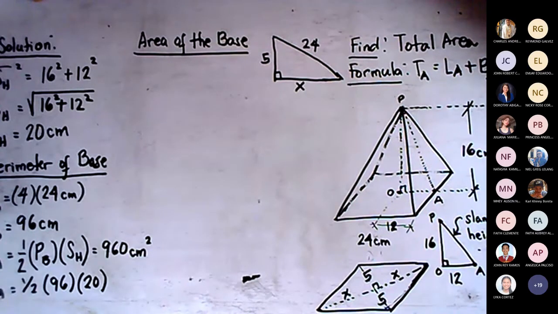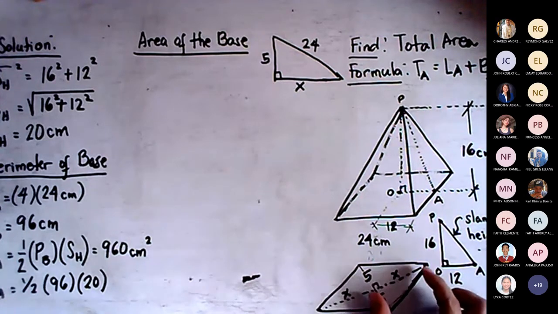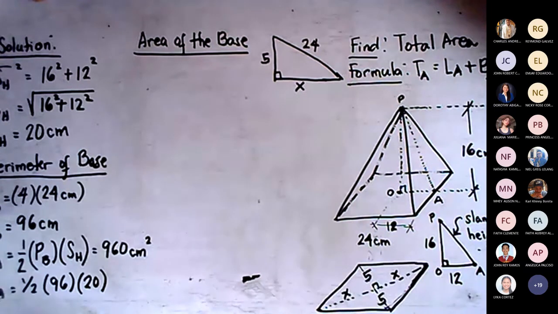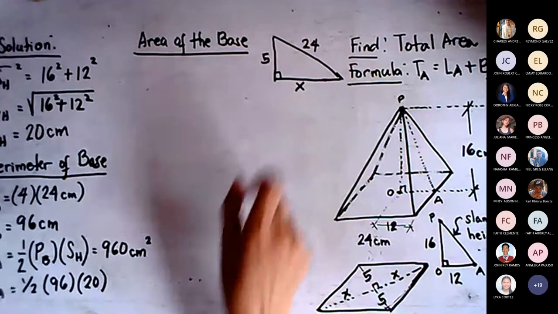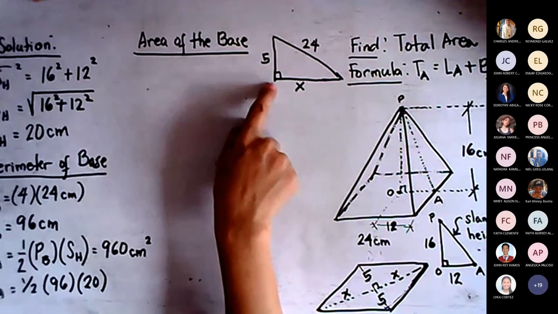So how do you determine the area of the base? We need to compute for x first, so we can determine the area of the base. Okay. So how do you determine this value of x? Again, by? How do you determine the value of x using this right triangle?